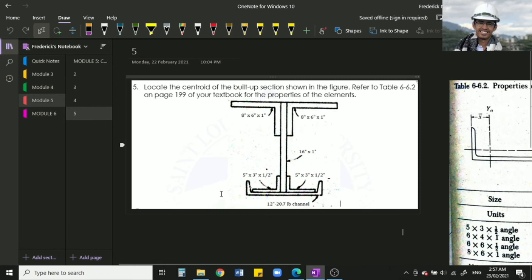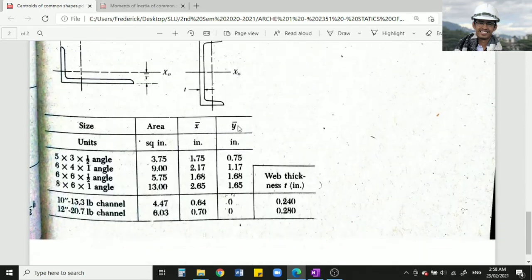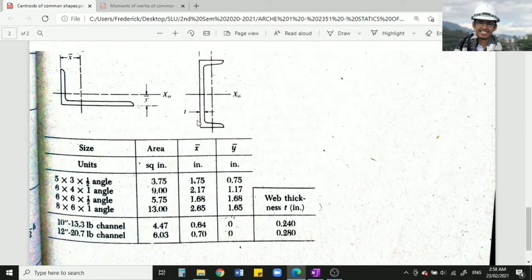Okay, next. So, last example. Locate the centroid of the built-up section shown in the figure. So, refer to the table 6-6.2 on page 199 of your textbook for the properties of the elements. So, we have the built-up section in the figure. And it says to refer to our properties in table 6-6.2. So, here is our table. This is our table of angles and C channel.